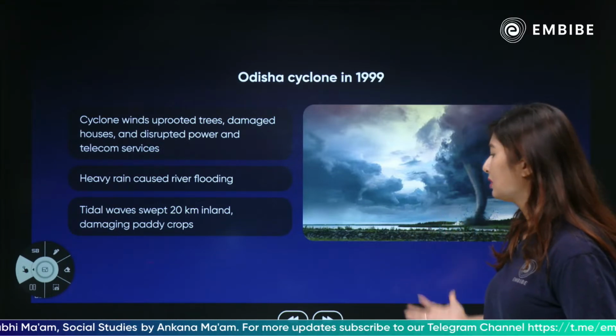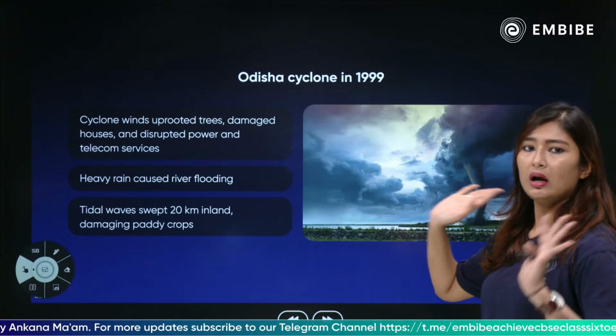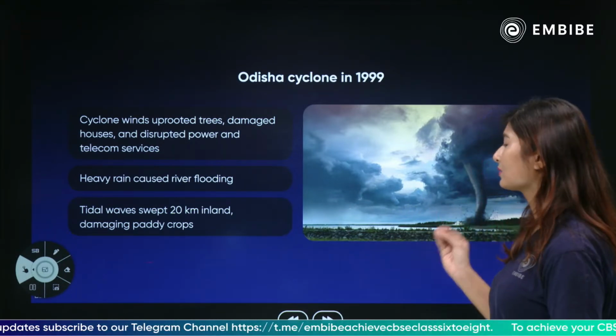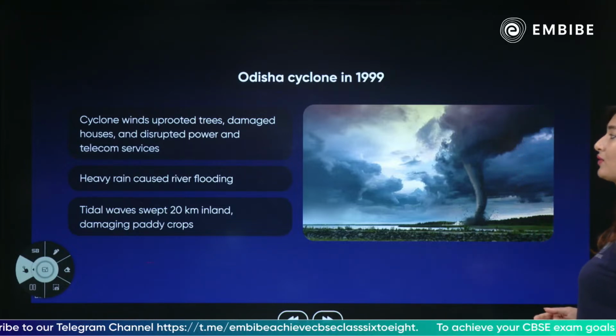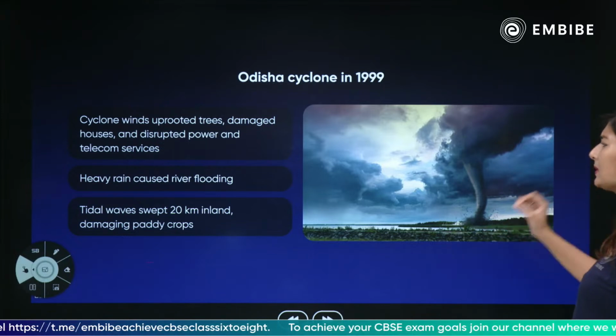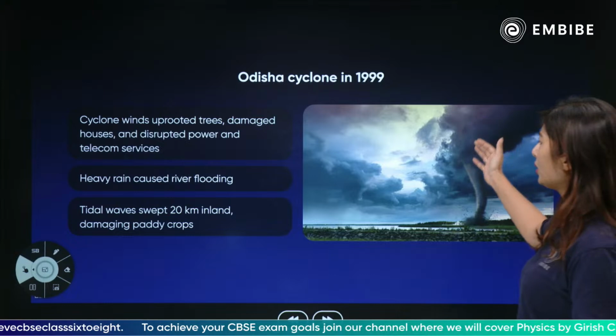So the winds, they uprooted the trees, they damaged the houses, they just like, आप कह सकते हो कि घरों को गिरा दे रहे थे बहुत आराम से, because of the speed, because of the movement. They of course disrupted the power, the telecom services, all the communications, everything. Roads were damaged and what not. And there were extreme, they brought all of these clouds.